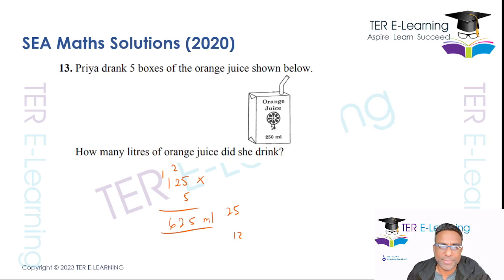Oh wait, sorry, I made a mistake here. 5 5s are 25, 2 5s are 10 and 2 is 12. Oh, my bad. So it's 125 mils, right? It's 125 mils, not, sorry, it's 250 mils, not 125, right? I misread it, so let me fix that.